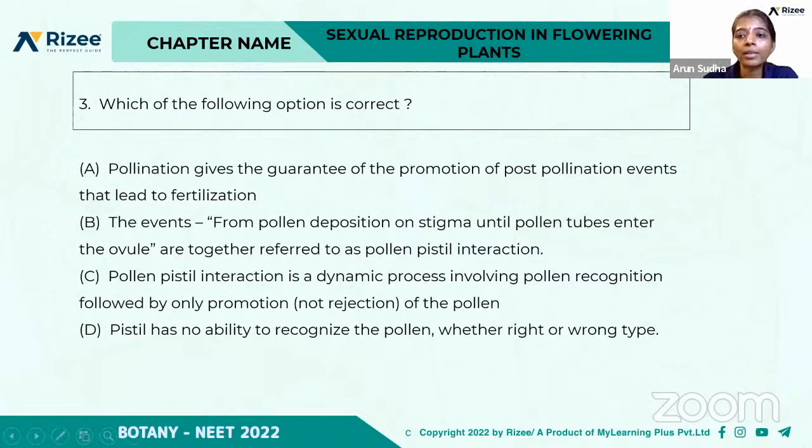Which of the following options is correct? Pollination gives a guarantee of the promotion of the post-pollination events that lead to fertilization. The events from pollen deposition on stigma until the pollen tubes enter the ovule are together referred to as pollen-pistil interaction. Pollen-pistil interaction is a dynamic process involving pollen recognition followed by only promotion of the pollen and not the rejection. Pistil has no ability to recognize the pollen, whether it is right or wrong. So, which is the right option here? Yes, B is the right option.